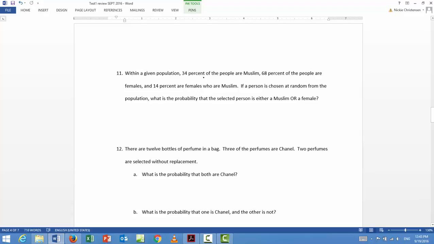Within a given population, 34% of the people are Muslim. So let's jot that down. Where should I write it? I'll write it here. Probability of Muslim is 0.34. And it tells us 68% of the people are females. So probability of female is 68%, or 0.68. And then it tells us 14% are females who are Muslim. So that means the probability of female and Muslim is 0.14.